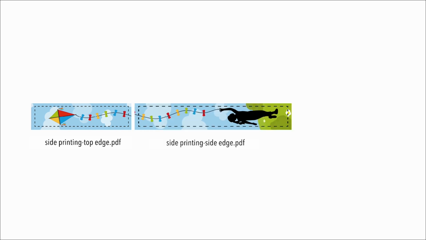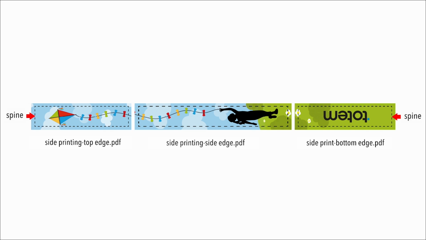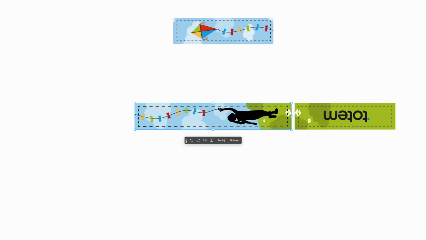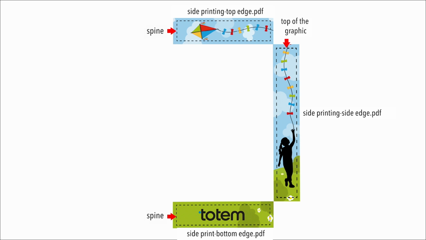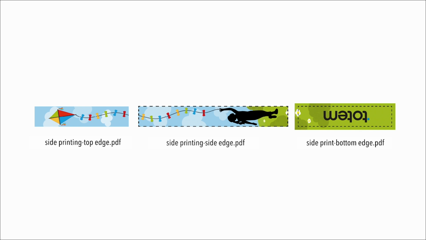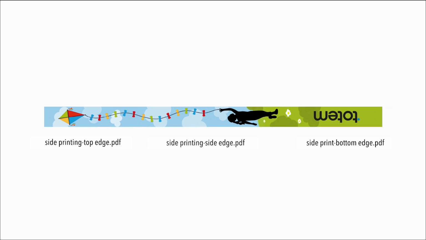Top edge, side edge, bottom edge. Remember that the left side of the top and bottom edges adheres to the spine, and in the case of the side edge, it is the top. A 2 millimeter bleed will not be printed, so when designing, make sure that the graphics without bleed connect with each other, if so required by the design.